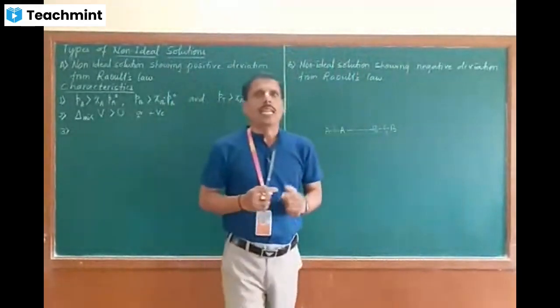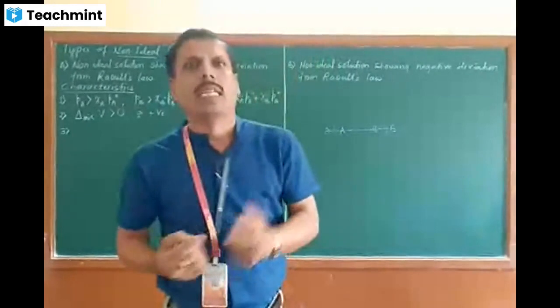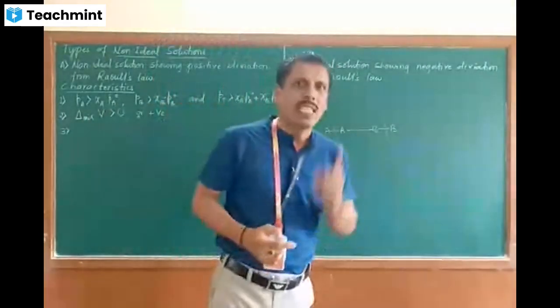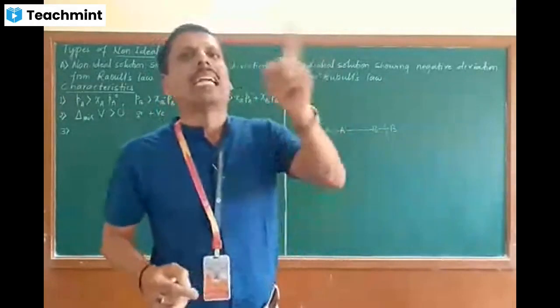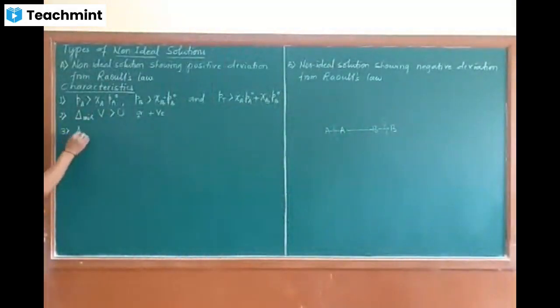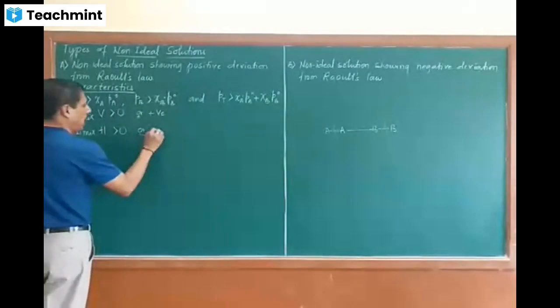So when there is absorption of heat energy, we write delta H is positive. Delta H is positive or greater than 0. So therefore delta mix H is greater than 0 or positive. Endothermic.